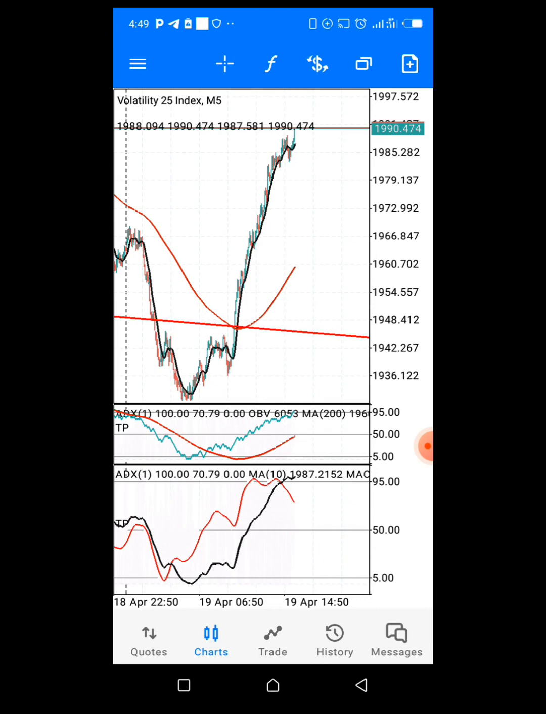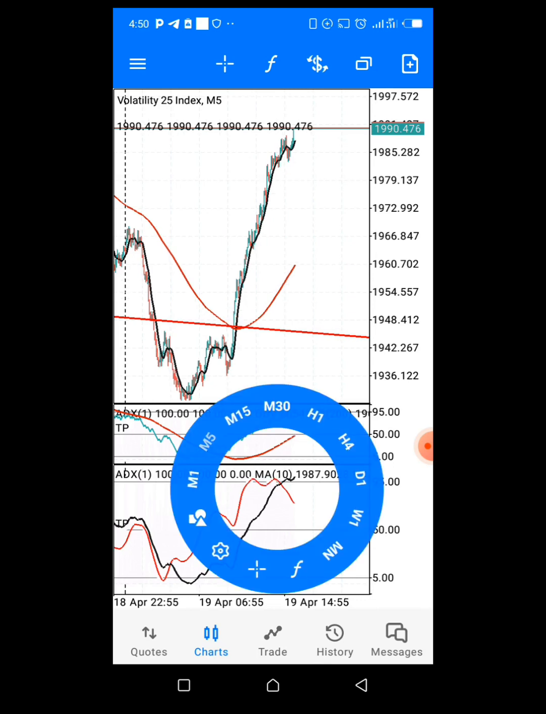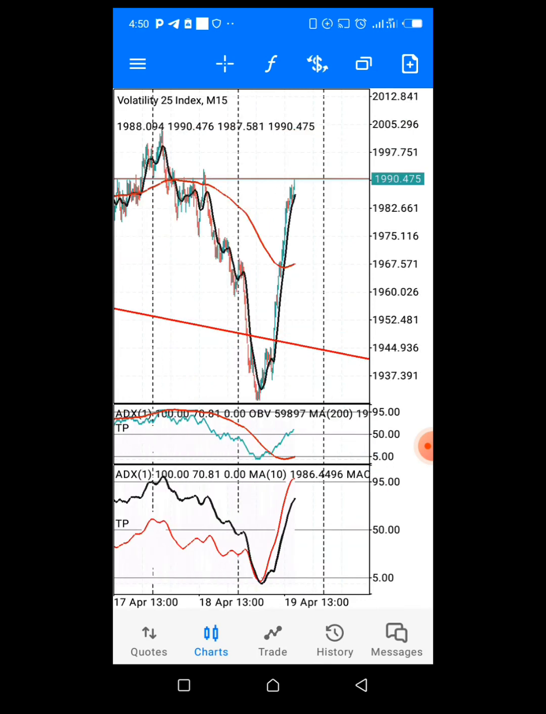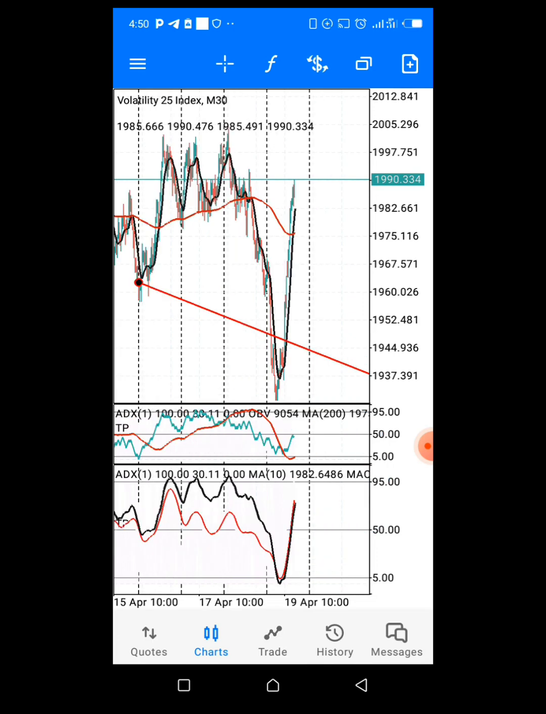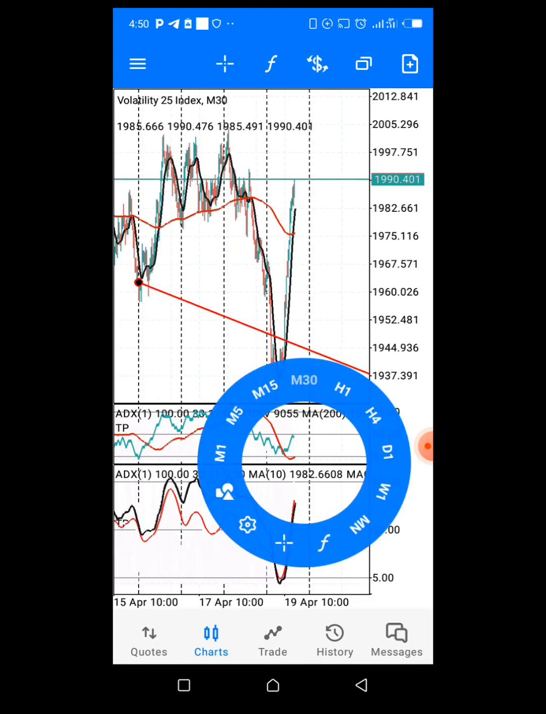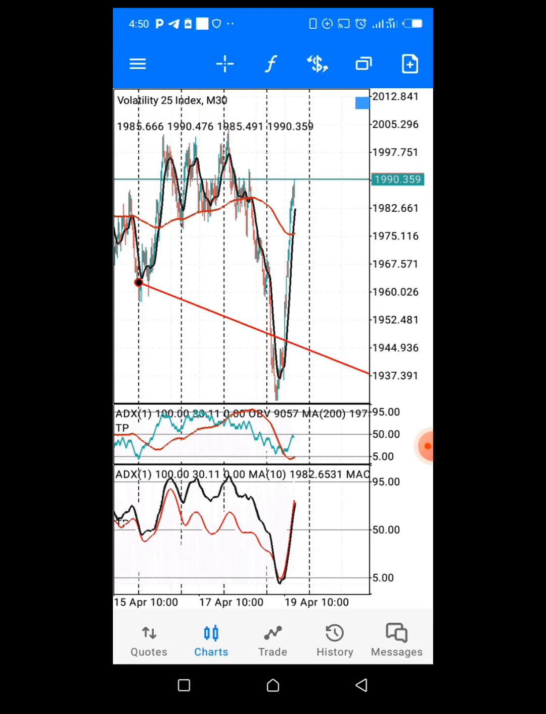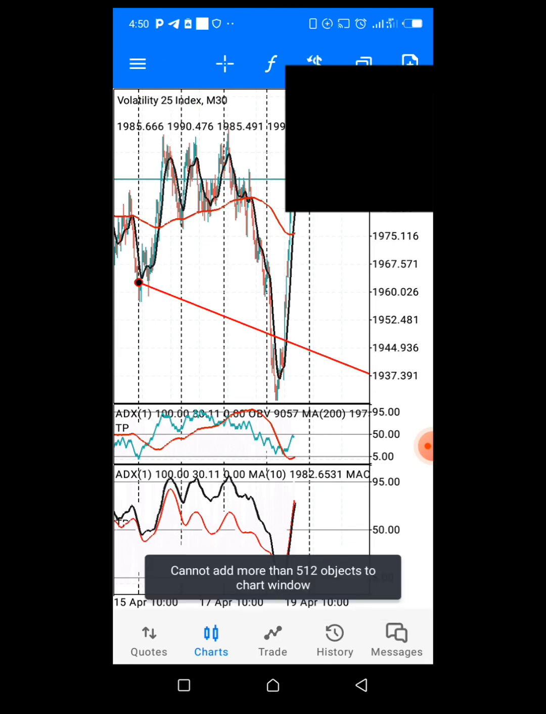Now, what we are seeing here is the market is heading to this point before a reversal. So this market will head to this point. What is wrong with this thing now?